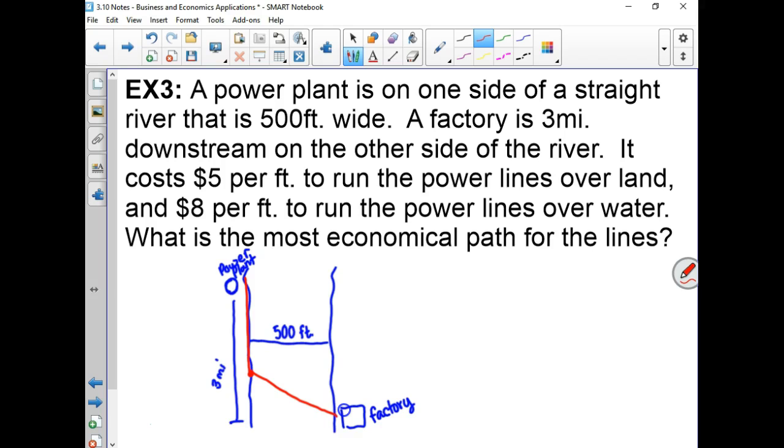So I'm going to call this right here, which part would be easier to call X? It's going to be easier, I think, to call this part right here X.